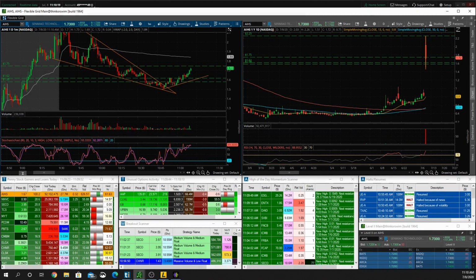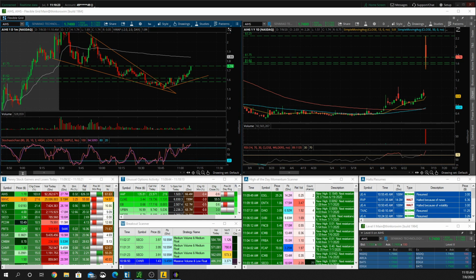Nice volume moving in. 172, 173. Okay, I'm out half. I'm not going to risk a penny. So boom, just like that. Woo! Slow and steady. Slow and steady. Still have 3K on the table.